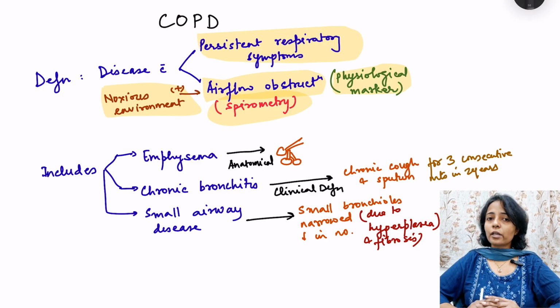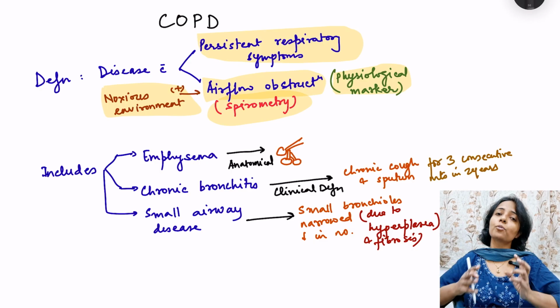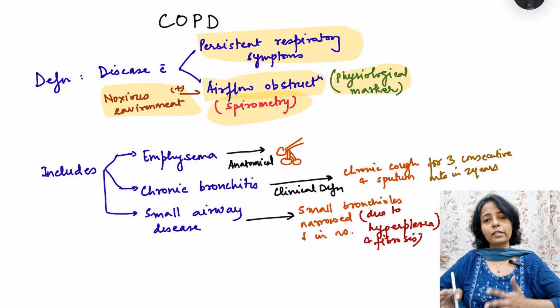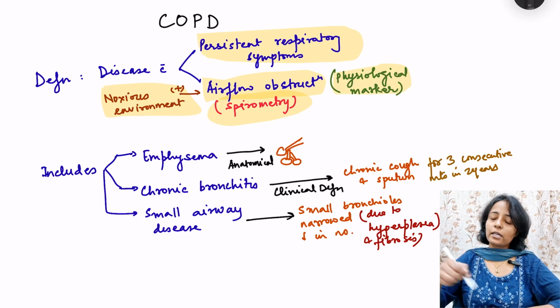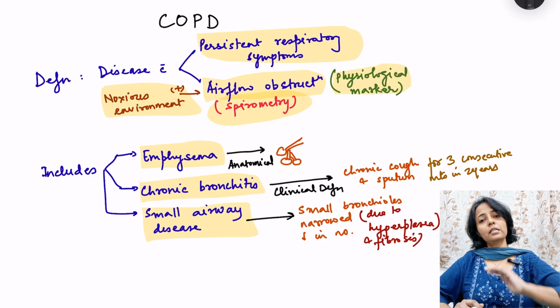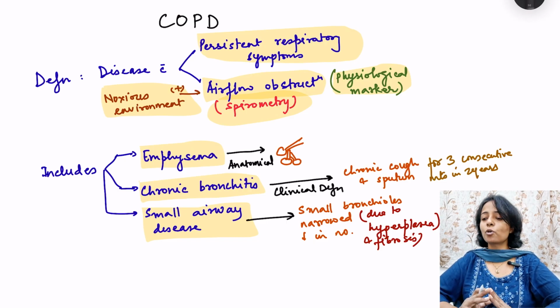Now, though I am talking about airflow obstruction, and you will think about the airways, this disease is limited mainly to the respiratory passages where the gas exchange is taking place. That is starting from the respiratory bronchioles, beyond the terminal bronchioles: respiratory bronchioles, alveolar ducts and alveoli. So that is where the gas exchange takes place. This disease includes emphysema, chronic bronchitis, and small airway disease. Emphysema and small airway disease are in the respiratory gas exchange region, and chronic bronchitis involves the bronchus as well.